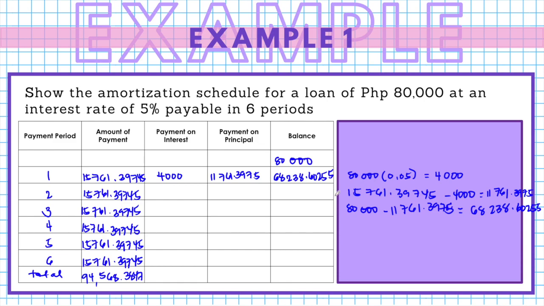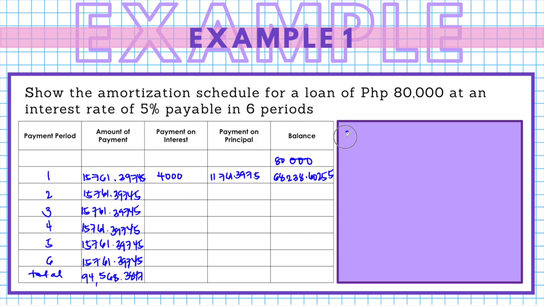Okay, so we're just going to be repeating the same process. Again, we need to get the 5% of the previous balance to determine the payment on interest. In doing so, we have 68,238.60255 times 0.05, which we have 3,411.90. And this means that part of the monthly payment would include 3,411.90 for a payment on the interest.